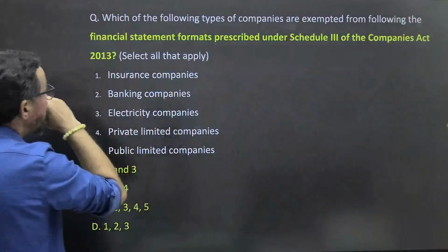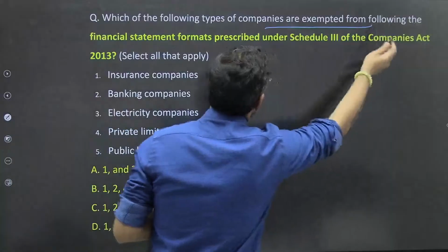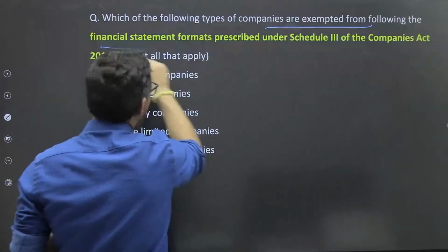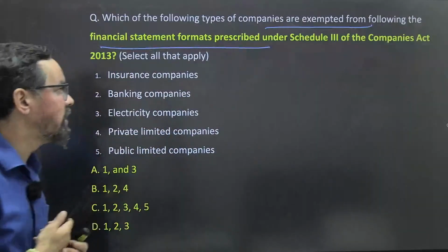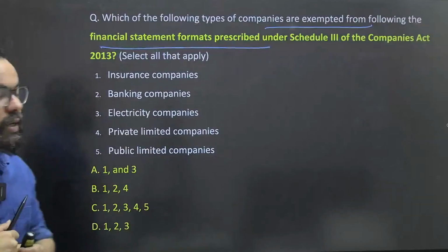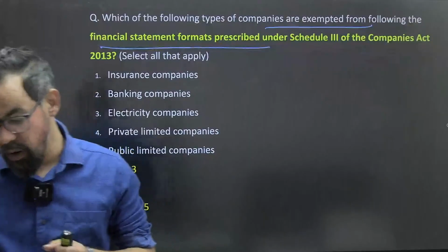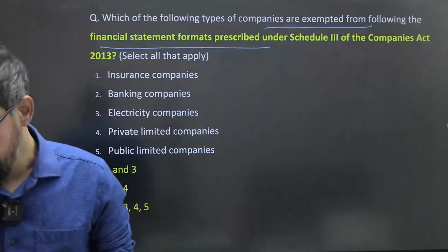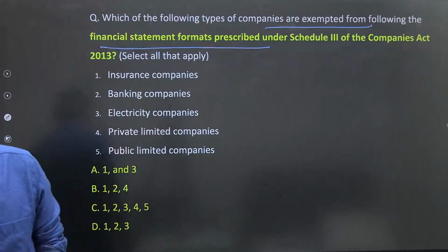Next one. Which of the following types of companies are exempted from the financial formats prescribed under Schedule 3 of the Companies Act 2013? What will be the correct answer? Everyone quickly. Easy question. Quickly mark the right answer for this one.